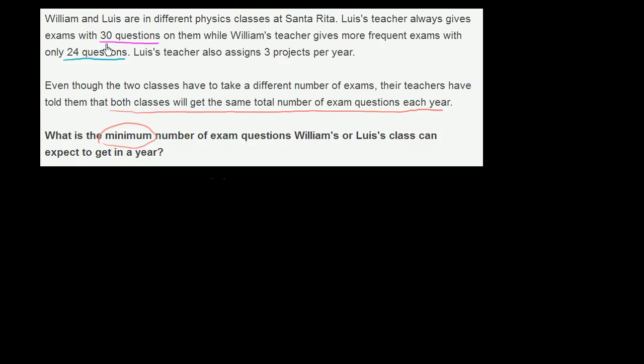So let's think about what's happening. If we think about Luis's teacher who gives 30 questions per test, after the first test, he would have done 30 questions. So this is 0 right over here. Then after the second test, he would have done 60. After the third test, 90. After the fourth test, 120. And after the fifth test, if they have that many tests, he would get to 150 total questions.